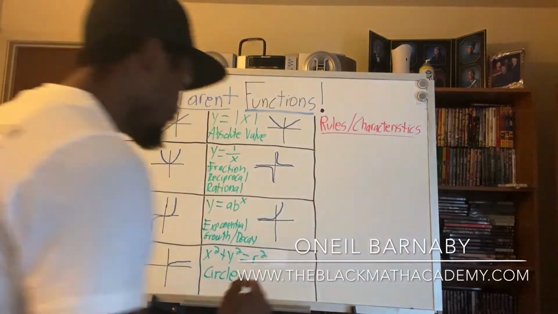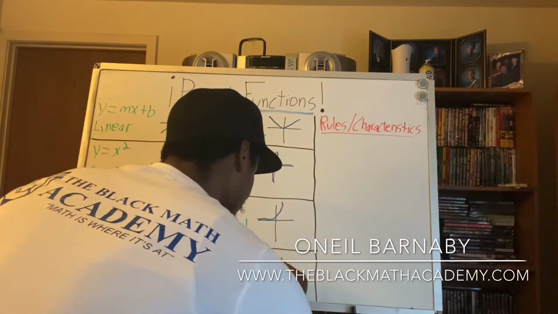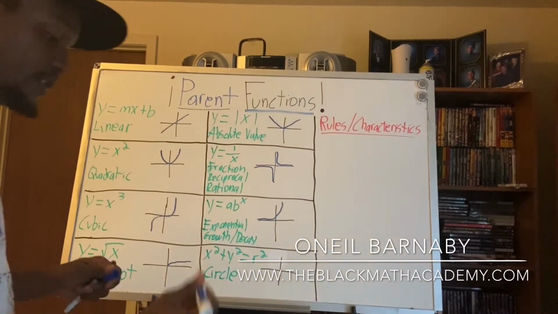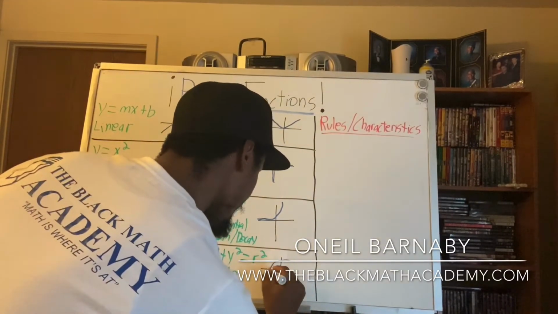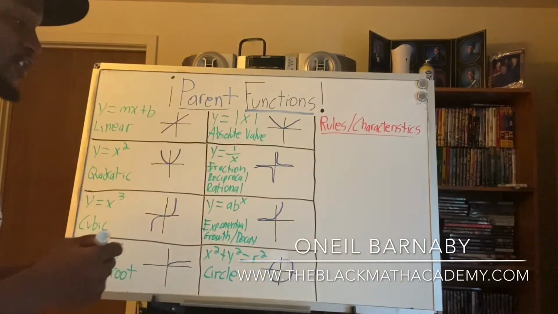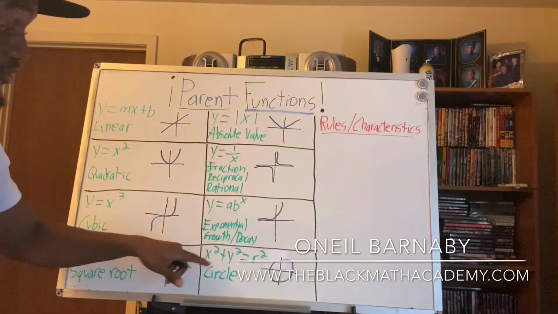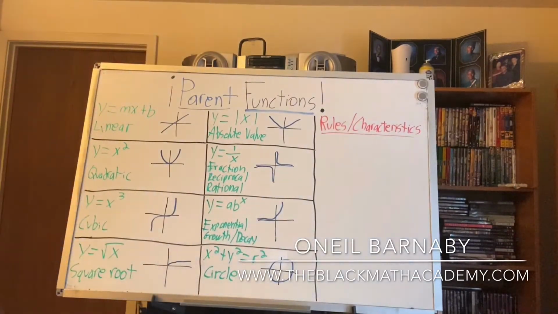Right? So when you graph this, obviously, the graph itself will be the image of a circle. And the center of that circle is the origin in this case, as the parent function defines it.